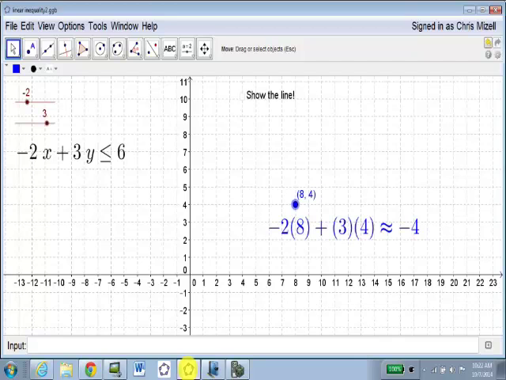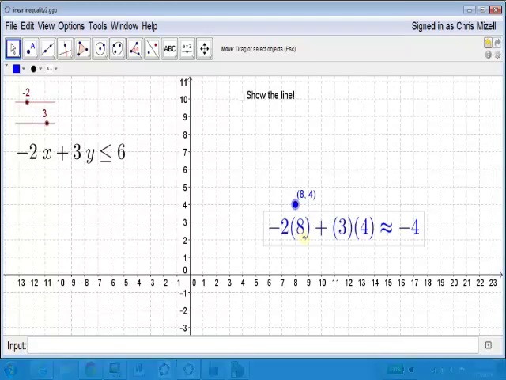If we've got negative 2x plus 3y is less than or equal to 6, what this little GeoGebra worksheet does is it evaluates the expression on the left-hand side at the particular point in the plane. Say the point is (8, 4). So it takes 8 and substitutes it for x, takes 4 and substitutes it for y, and we have negative 2 times 8 plus 3 times 4.